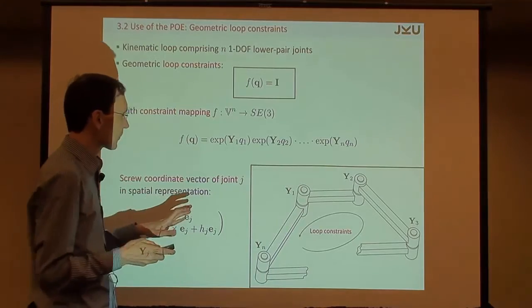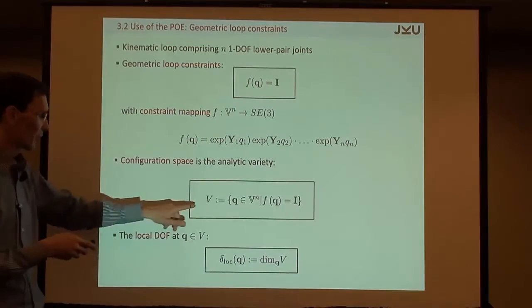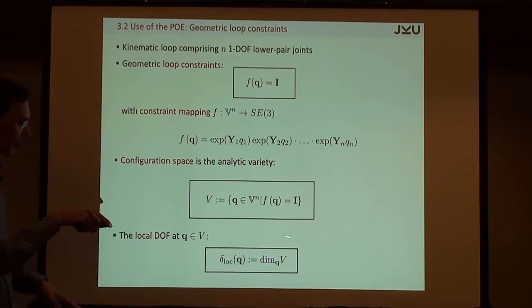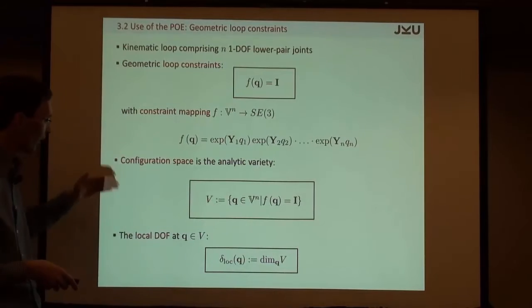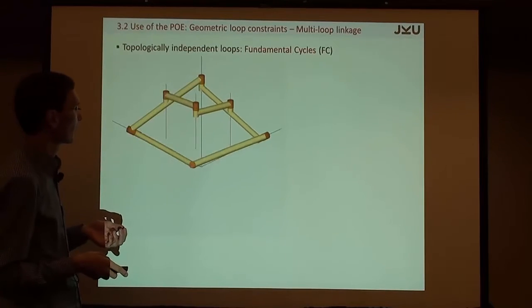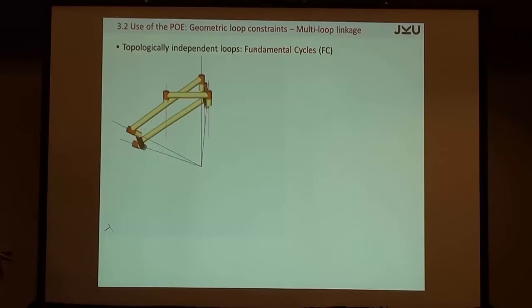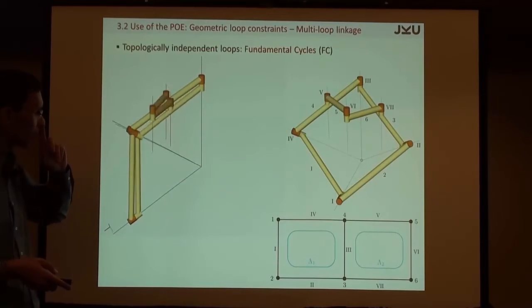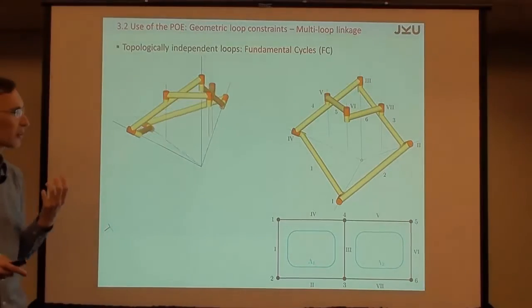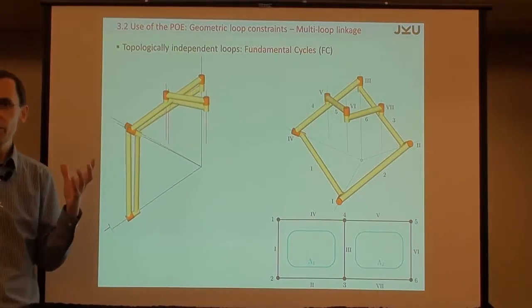And so on. So this is the configuration space, and the dimension locally, the dimension of this space, we call it V, this is just a variety. And of course there are multiple linkages, and then what you have to do is consider the loops. But how many?